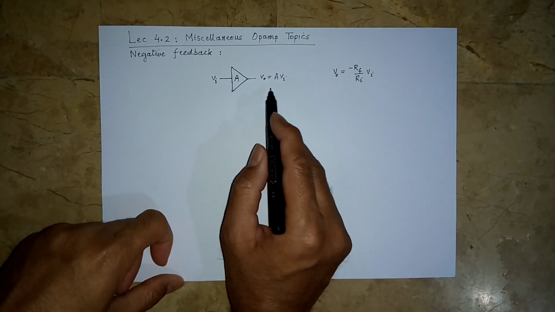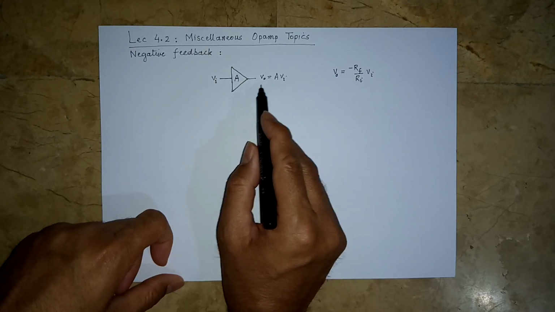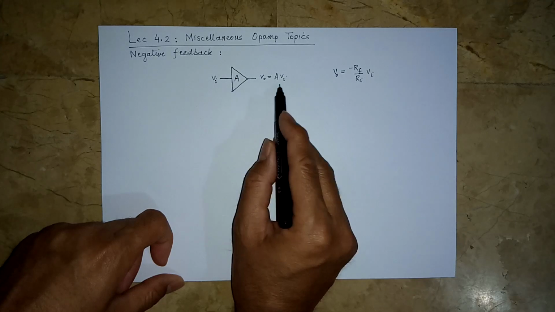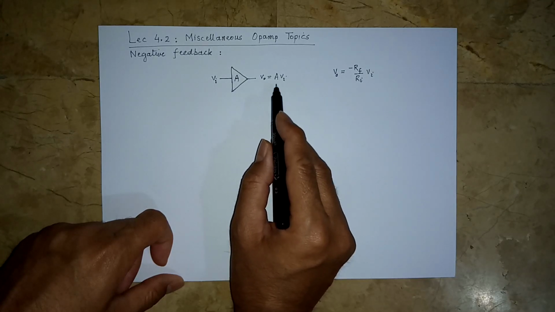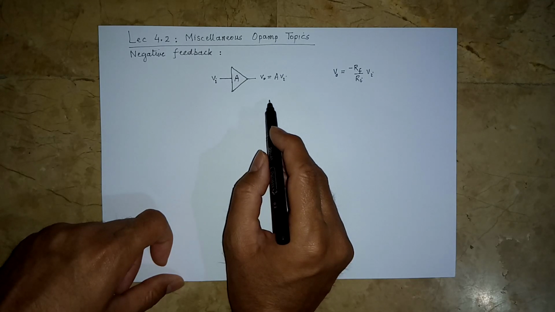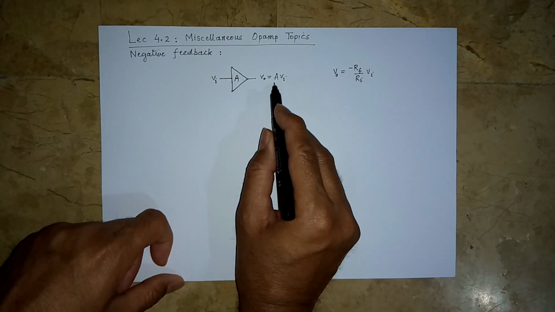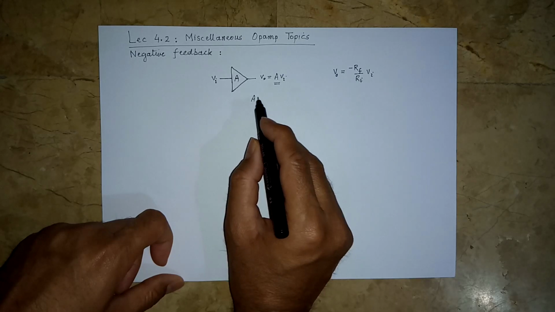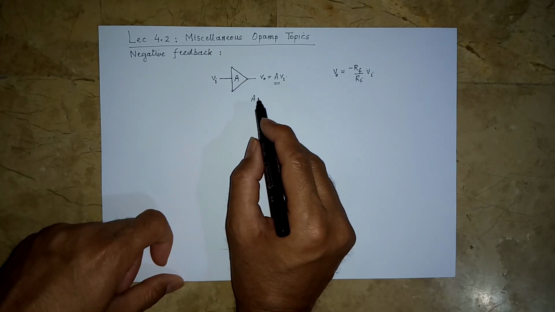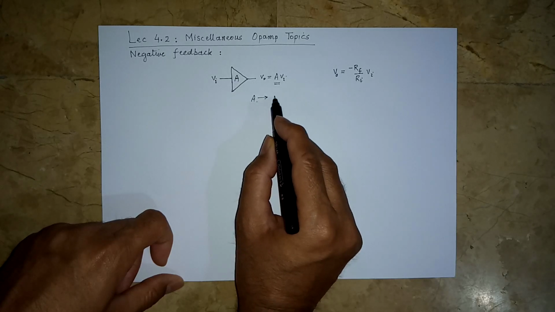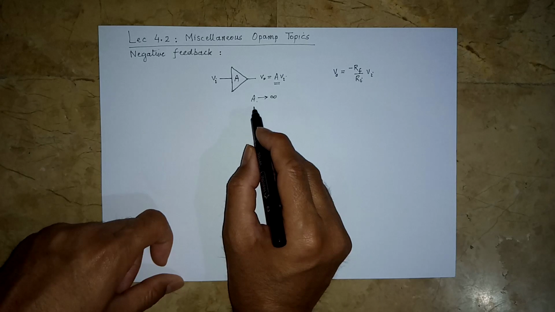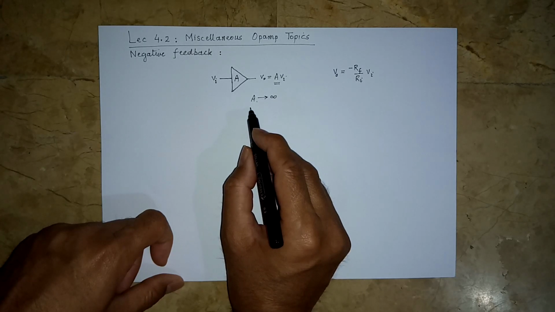We have seen that earlier in the discussion of ideal op amp and the practical op amp. But why do we do this? The question is, why not have an op amp in open loop configuration and have such a relationship between the output and input? The problem here is this A. The op amps are manufactured with usually very large values of A. But this is not the problem. The problem is they are so much dependent on several factors.